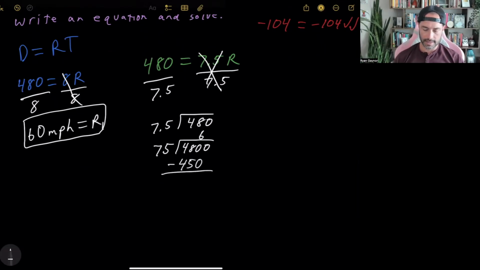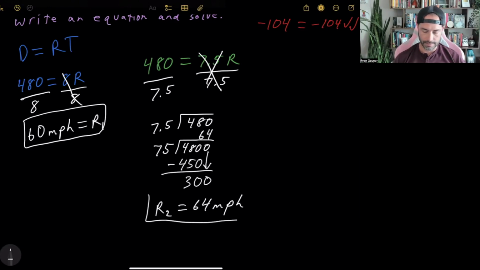So we subtract and we get 30, and then we bring down the extra 0. Well, look at that. 75 into 300: 75, 150, 225, 300. It goes perfectly. So we now know that his rate number 2, right, on the way back, is 64 miles per hour. And that makes sense because he got there in a faster time, which means he's driving faster on average.